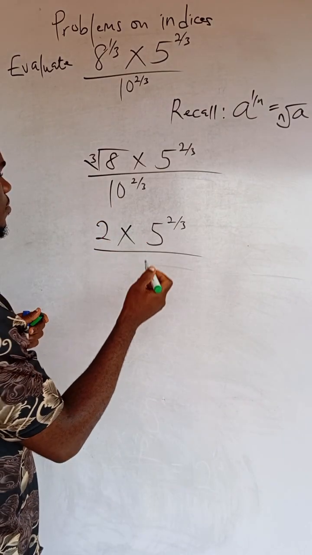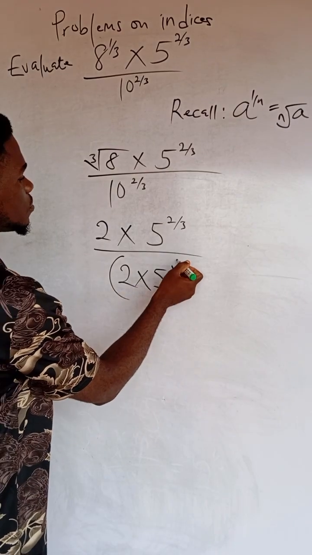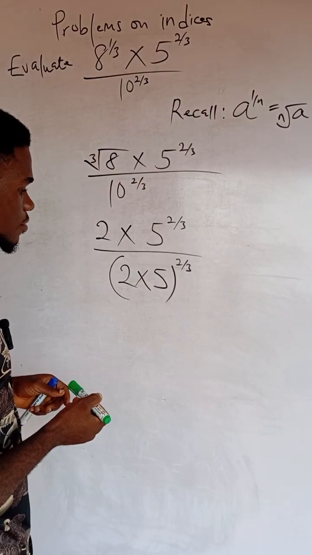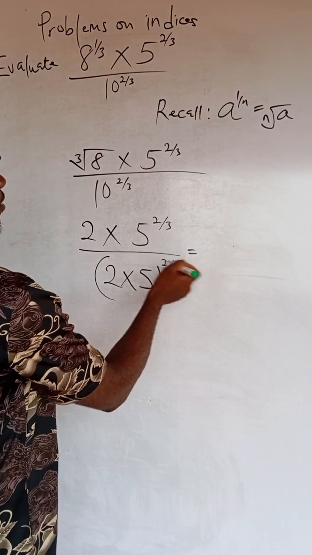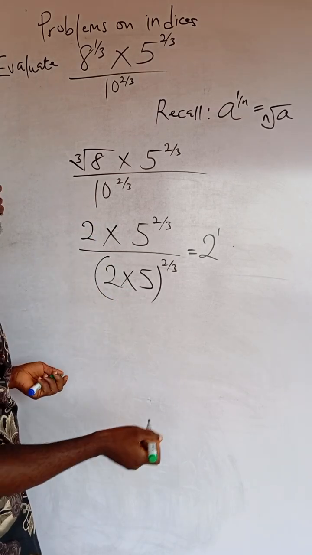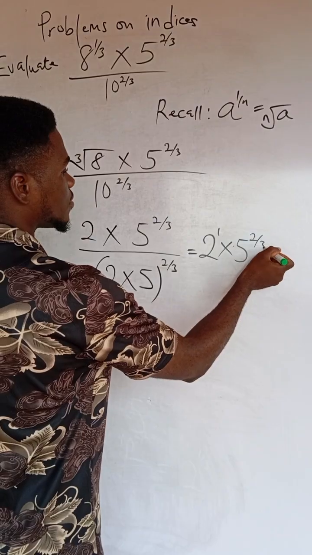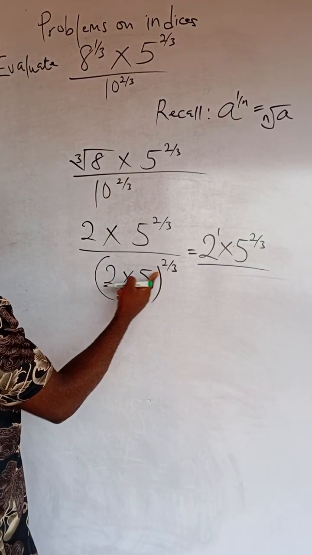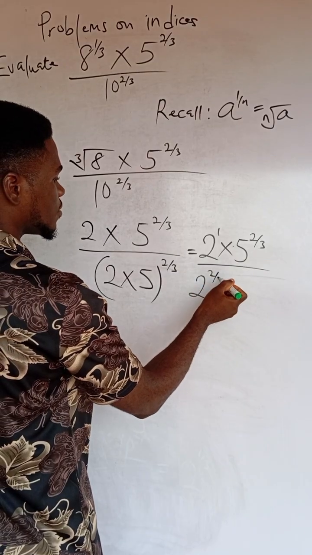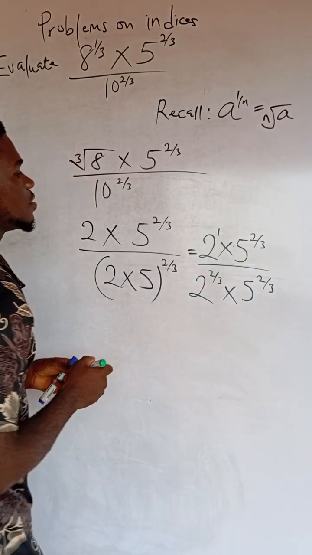Now, 10 is still the same thing as 2 times 5, all to the power of 2 over 3, because 2 times 5 is still equal to 10, right? I can rewrite this to be 2 to the power of 1 times 5 to the power of 2 over 3, because 2 is still the same thing as 2 to the power of 1, all divided by, now this power is for both 2 and 5, so I have 2 to the power of 2 over 3 times 5 to the power of 2 over 3.